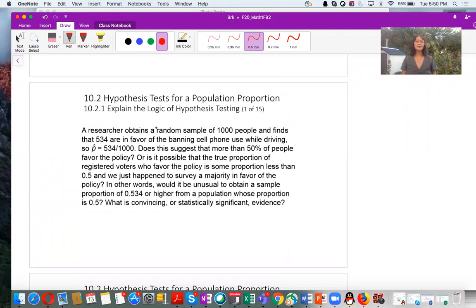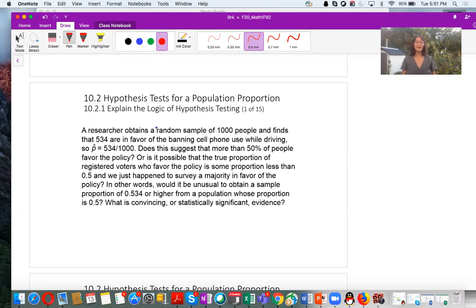Or is it possible that the true proportion of registered voters who favor the policy is some proportion less than 0.5, and we just happened to get a survey with a majority in favor of the policy? In other words, would it be unusual to obtain a sample proportion of 0.534 or higher from a population whose proportion is 0.5? What is convincing or statistically significant evidence?